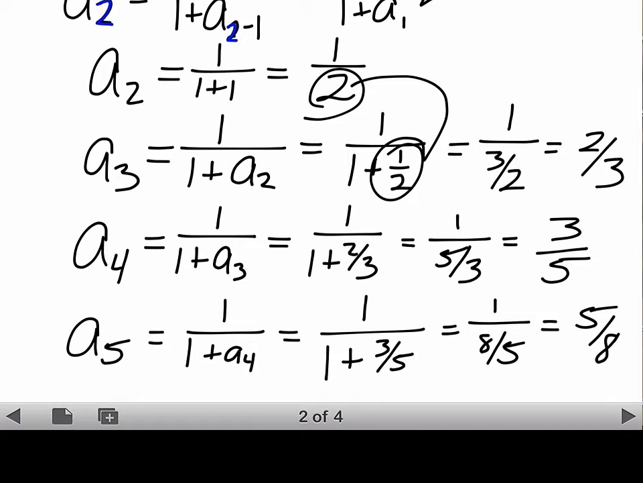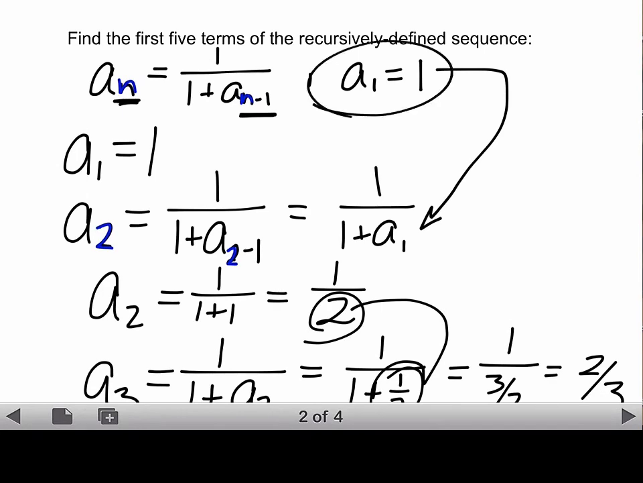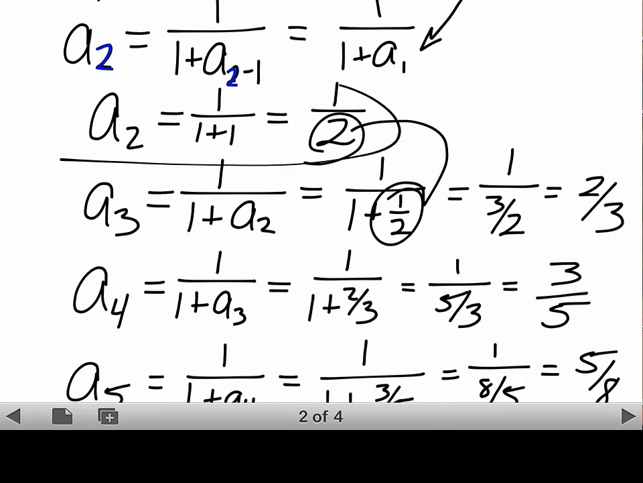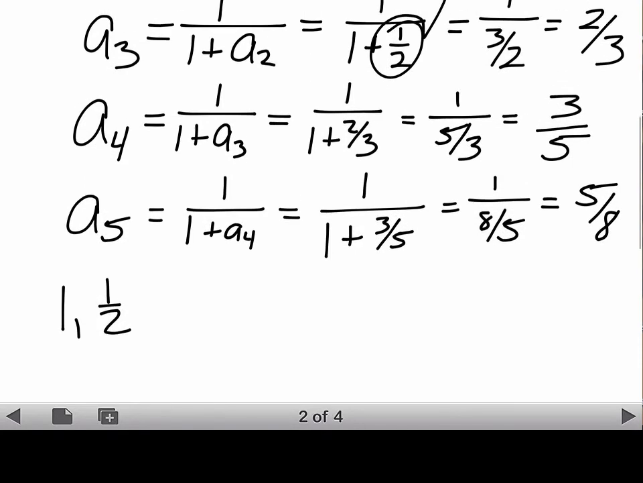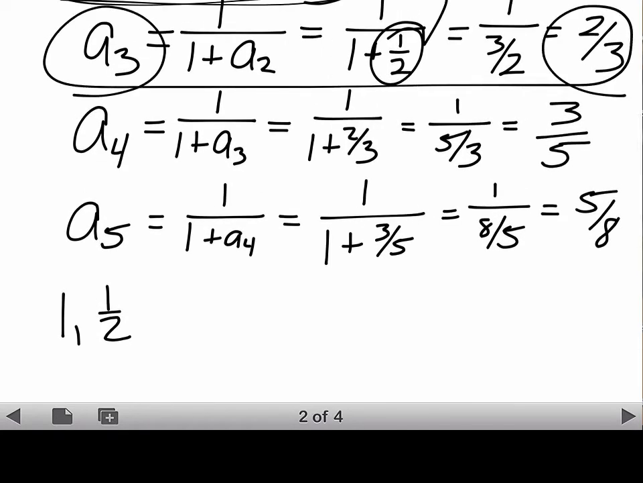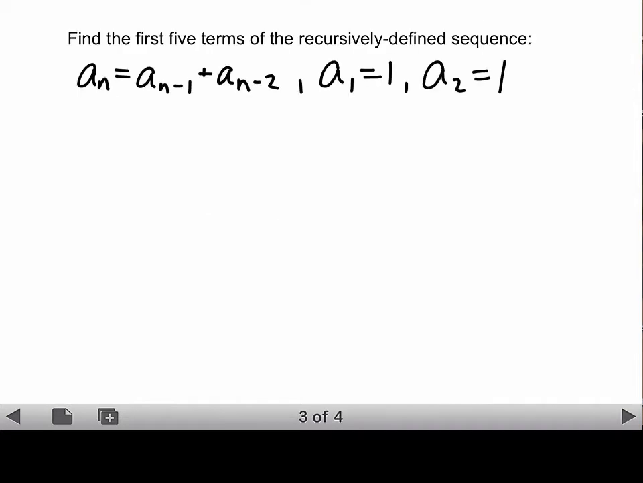Well, this is kind of all over the place. So the first 5 terms we can write down are going to be 1, that was given to us. Let's scroll up here. A sub 1 was given to us. Don't forget that. That is the first term. A sub 2 we found to be 1/2. So 1, 1/2. A sub 3 was 2/3. So 1, 1/2, 2/3. And then a sub 4 is 3/5. A sub 5 is 5/8. And those are the first 5 terms of this recursively defined sequence.